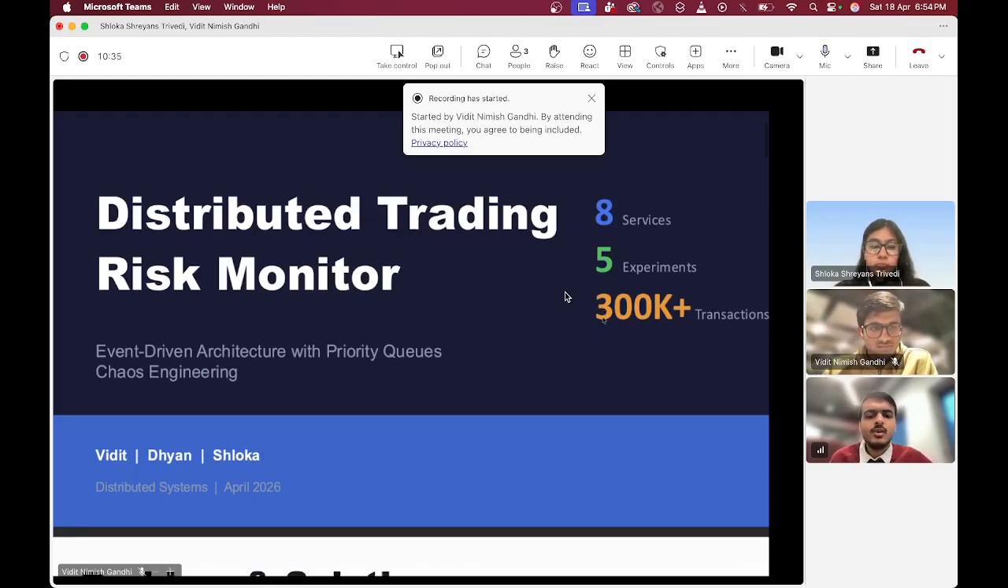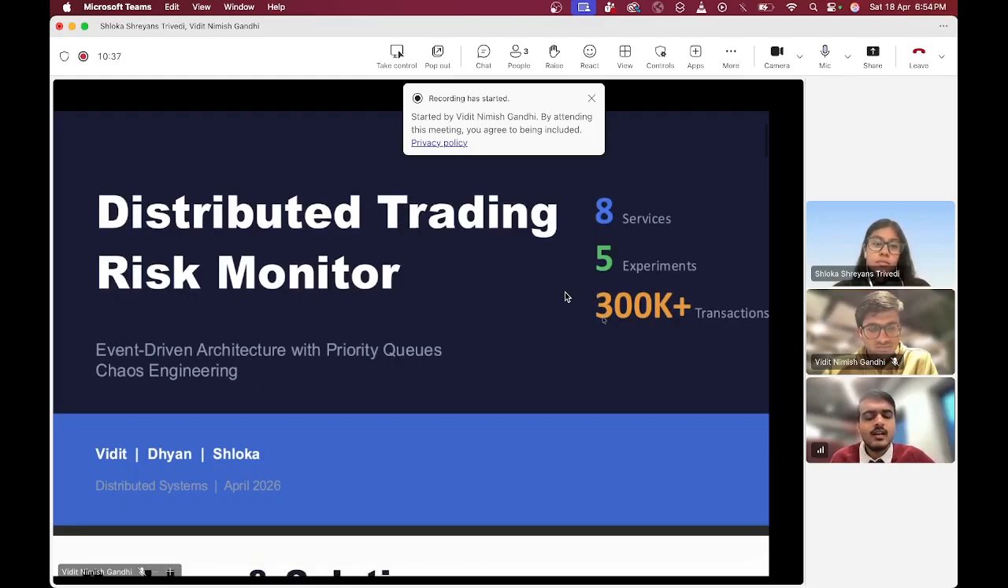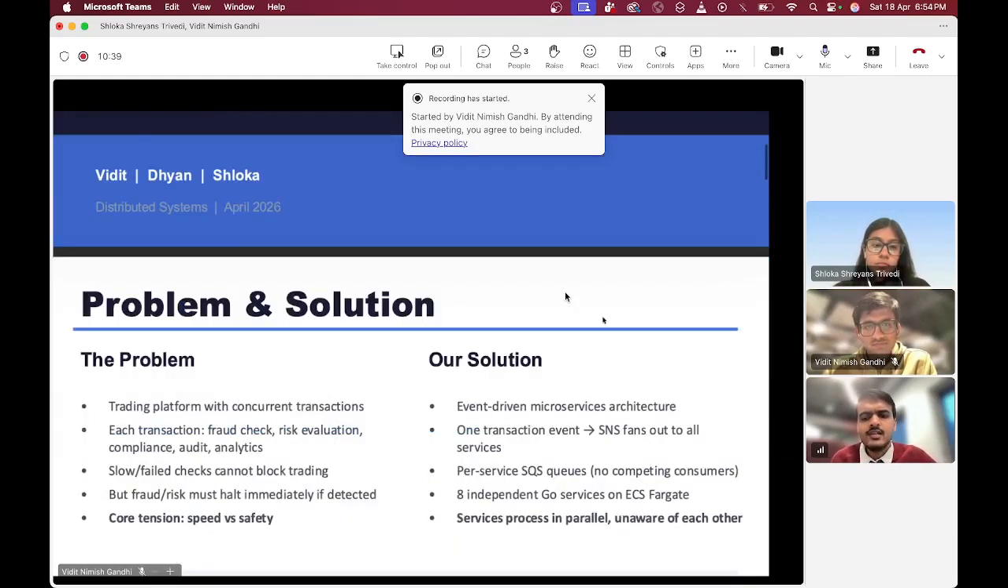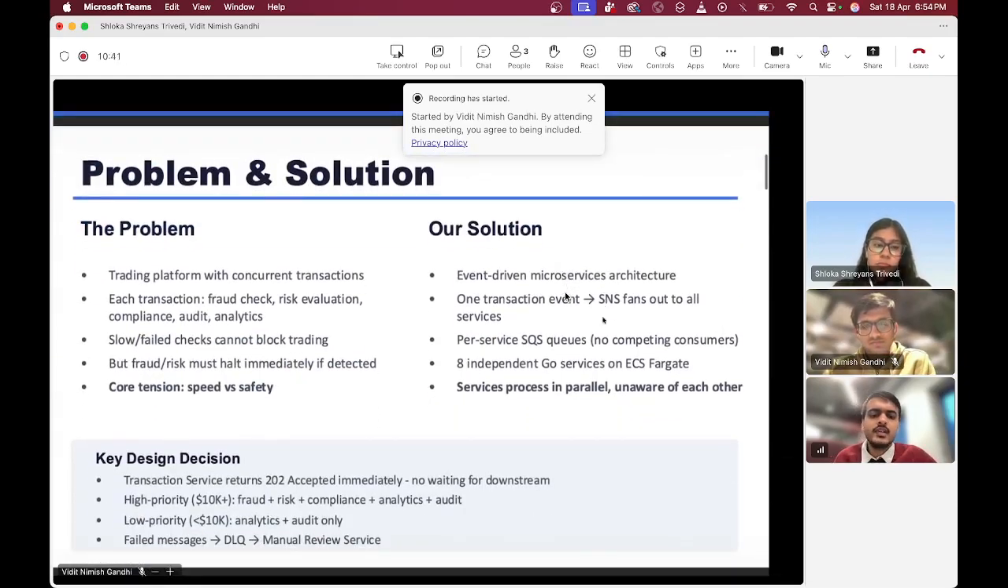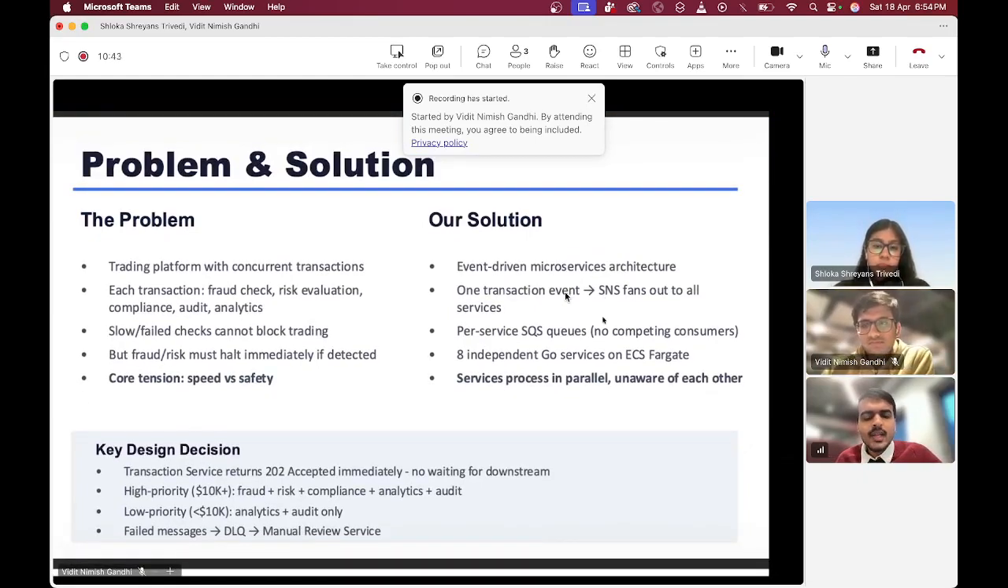The problem we are solving is a trading platform that has thousands of concurrent transactions. Each one needs fraud detection, risk evaluation, and compliance checking with audit logging and analytics. The catch is that if any of these checks are slow or crash, it cannot block the trader. That's the core problem, which is speed versus safety.